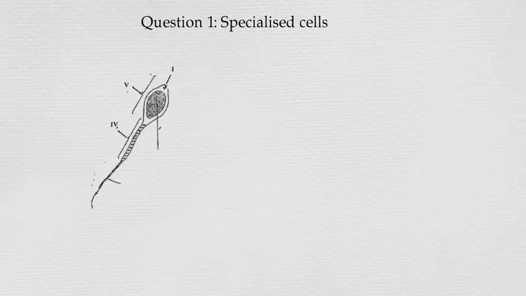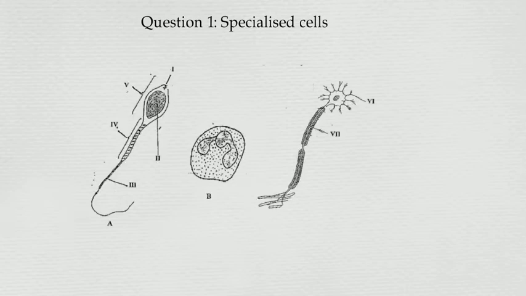Question 1. The key to tackling questions like these is studying each illustration carefully before you begin to answer each question. Let's start with illustration A. A is clearly a sperm cell. We can observe three characteristic structures: the tail, the midpiece, and the head.